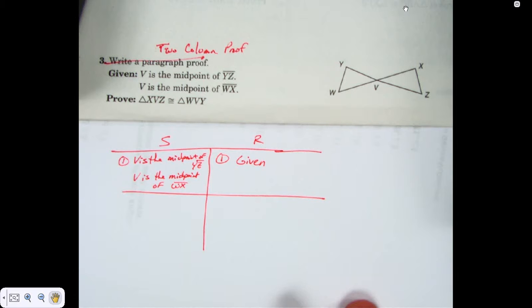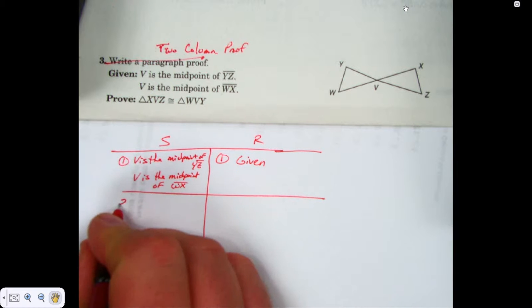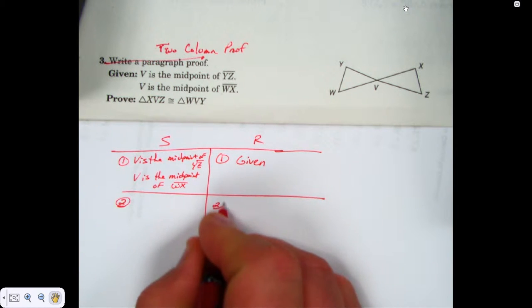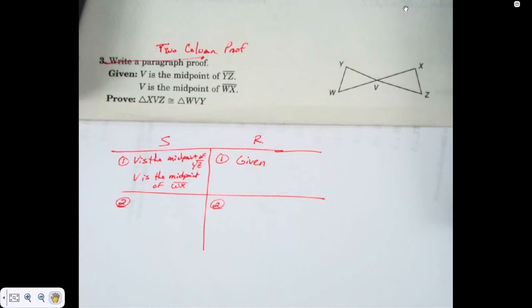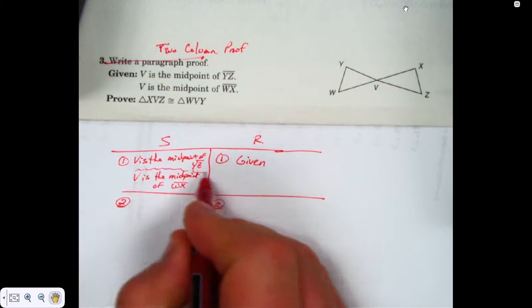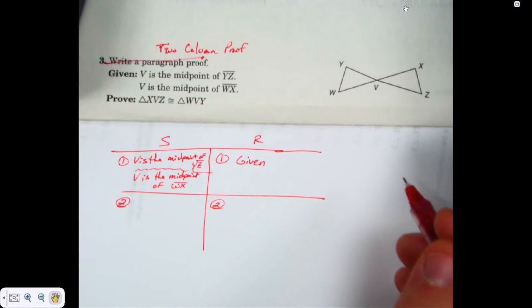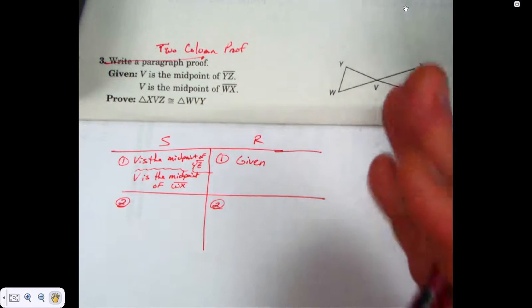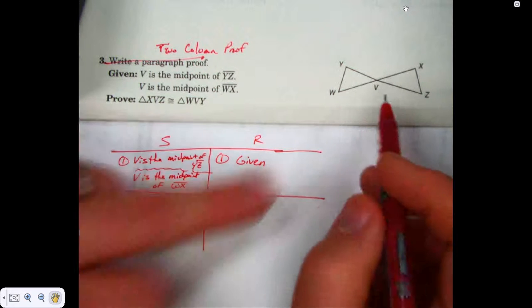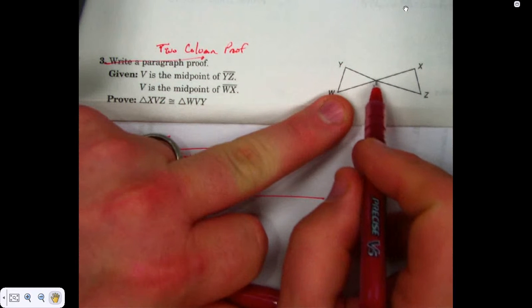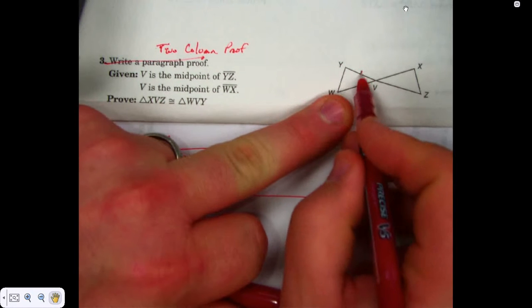And we're supposed to prove those triangles congruent. Right now, I want you to lead me to what these things say. If V is the midpoint of YZ, what does that mean? YZ has to equal VZ. What does it mean to be a midpoint? It cuts it in half. So if V is in the middle of YZ, what does that mean? VY is equal to VZ.